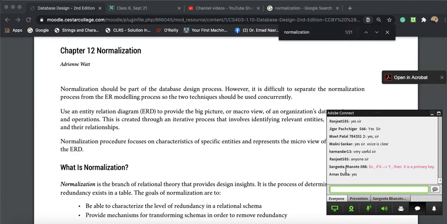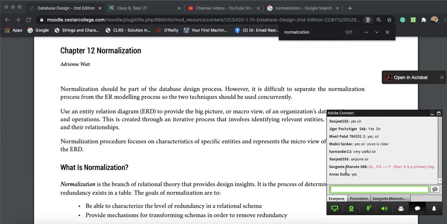Okay, so if we find there is something wrong about the normalization, we have to normalize it. So the word here, normalization, means make it normal. So our goal is to have a normal database. If the database is normal from the beginning, that's it. No need to normalize it. If not, we need to normalize it.